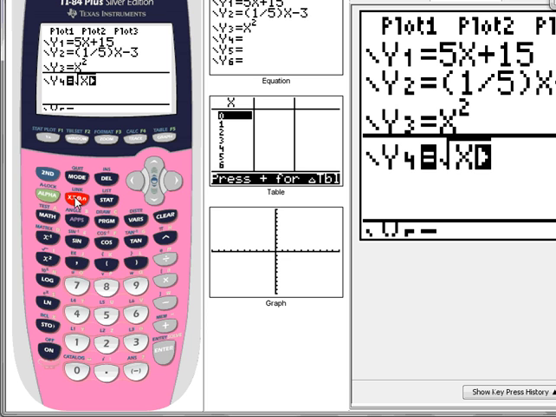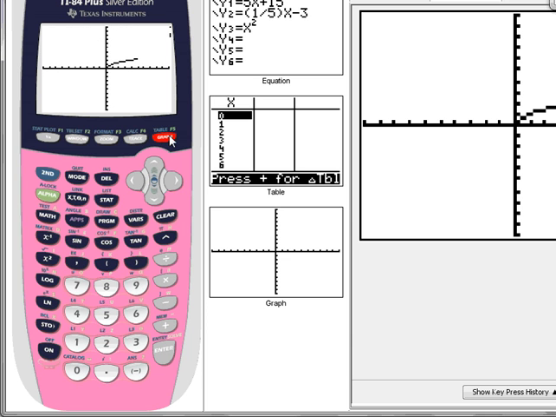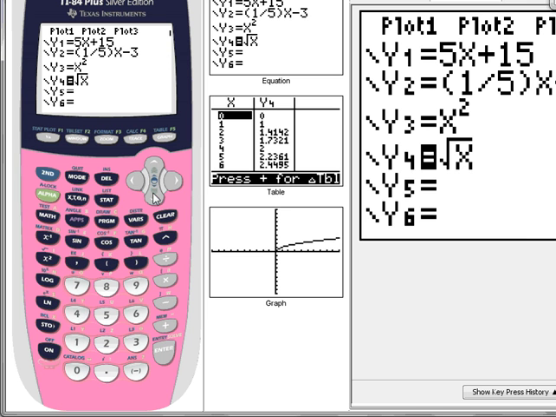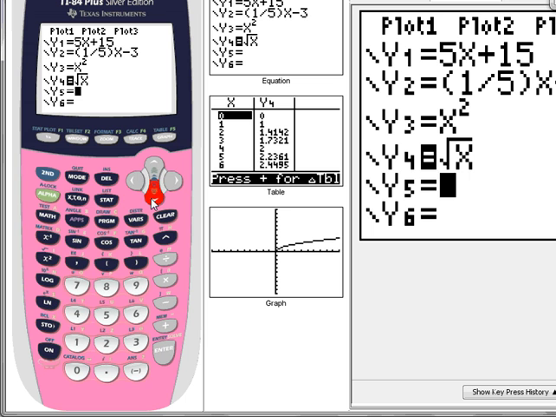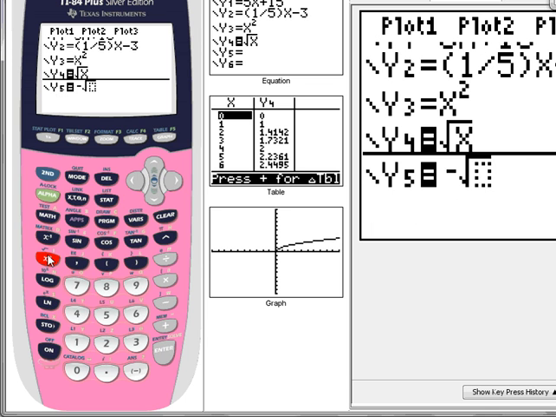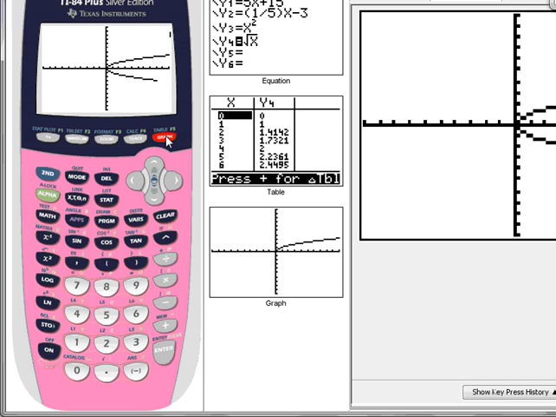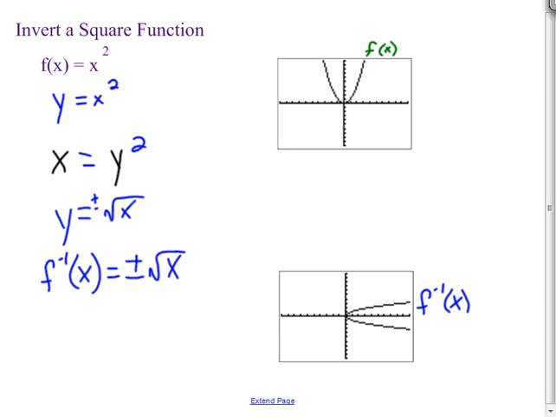Second, square root sign, x. Now, if I graph this, you're missing part of it. You're missing the bottom part of your parabola. It's a sideways parabola. So in order to get your bottom part, that's where the negative goes in. The negative sign, second, square root, x. Now graph that. There is what I needed. Okay, copying this one over. So there is my original function and my inverse.